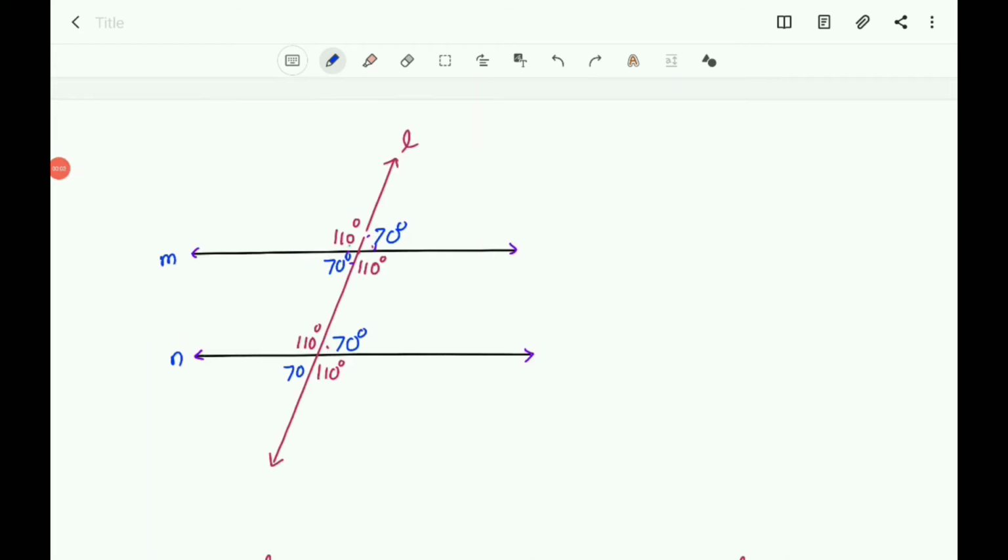Now let us verify the nature of the alternate angles, that is, the nature of the alternate interior angles made by the transversal of parallel lines. Here we already got the measurement of all the angles made by the transversal of parallel lines M and N. You got the measurement of 70 degrees and 70 degrees for one pair of alternate interior angles, and also 110 degrees and 110 degrees for another pair of alternate interior angles.